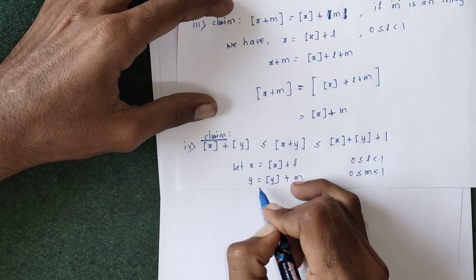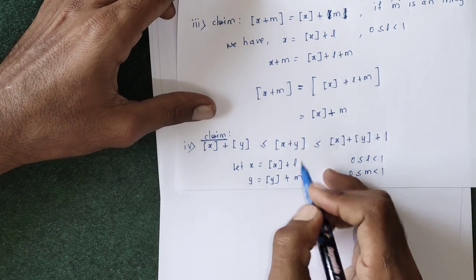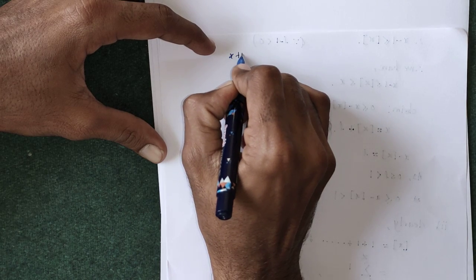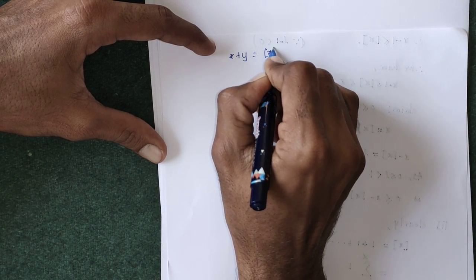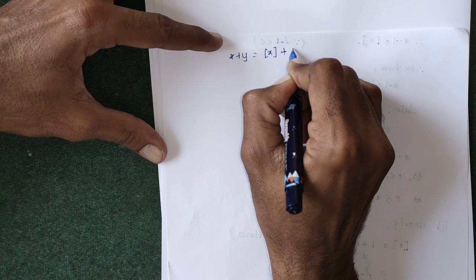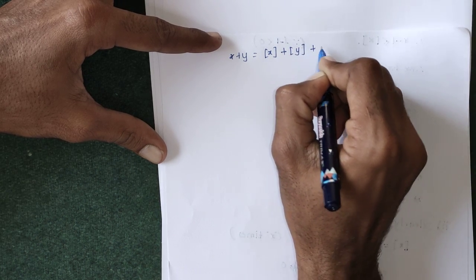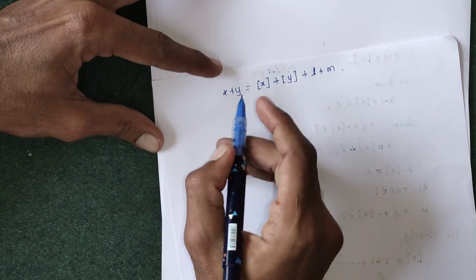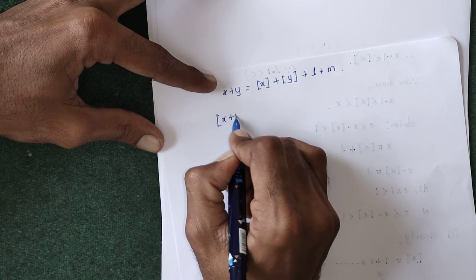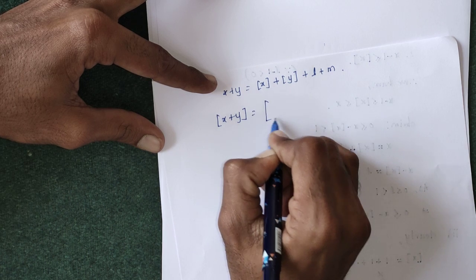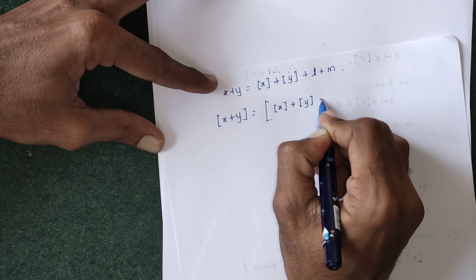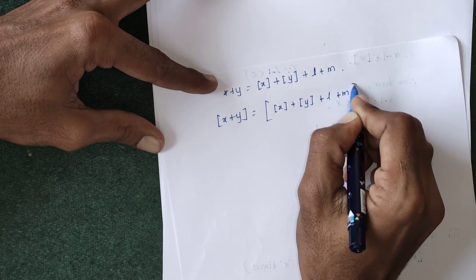So, adding x and y, we get x plus y, and after that taking the integral part of x plus y. So, x plus y will become the integral part of x plus the integral part of y plus L plus m. Now, taking the integral part of x plus y, this is just the integral part of x plus the integral part of y plus L plus m.